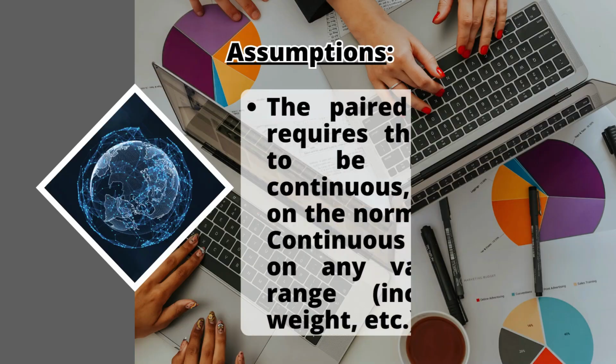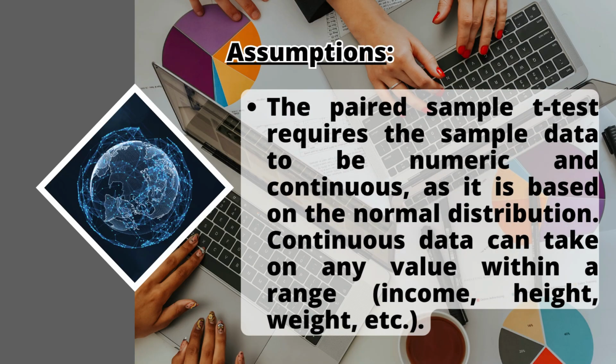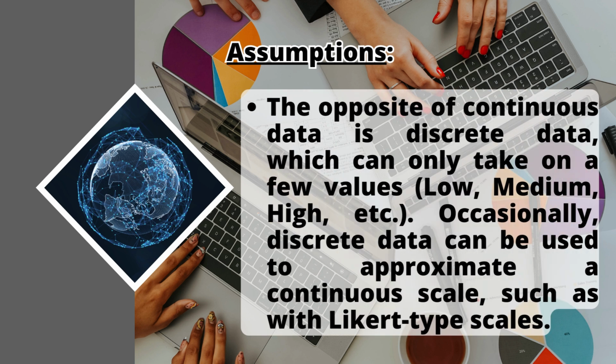If we look at the paired sample t-test, it basically requires the data to be numeric and continuous. As it is based on the normal distribution, continuous data can take on any value within a range, such as income, height or weight. The opposite of continuous data is discrete data, which can only take a few values like high, low, medium. Occasionally discrete data can be used to approximate continuous data, such as with the Likert type of scale.